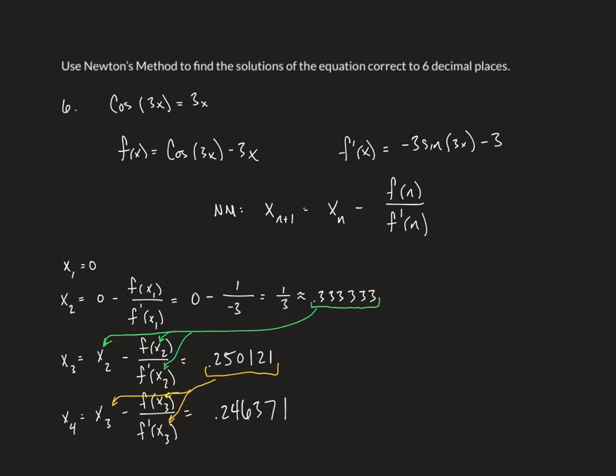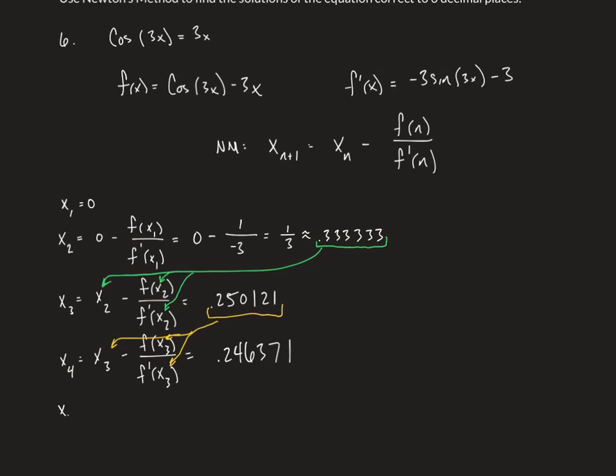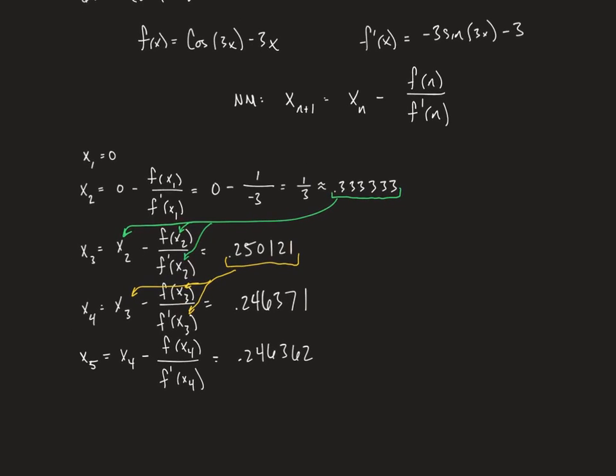Okay. One more time, because these are not the same. So I'm going to calculate the fifth term. That's going to be the fourth term minus f of the fourth term divided by f prime of the fourth term. And this time, you should get 0.24662. And we are getting pretty close because 4 of those decimal places are the same.